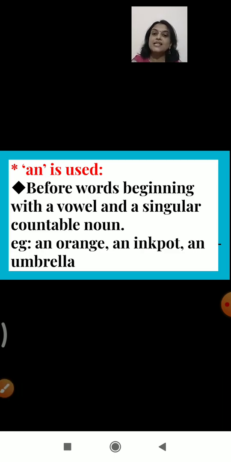Then when to use an. Now an is used before words beginning with a vowel and a singular countable noun. Now you know what a vowel is? A, E, I, O, U. Right? So here you can use an whenever it is starting with a vowel and a singular countable noun. You use an.